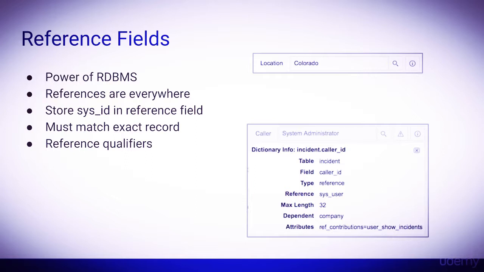First, it tells us that it's a part of the incident table and that the field name is actually caller_ID, even though the field label is just caller. It also tells us the type, which is reference, and then tells us which table it references, in this case, sys_user. It has a max length of 32 characters. It also has a dependent property and an attribute, which we'll discuss later on in this video.